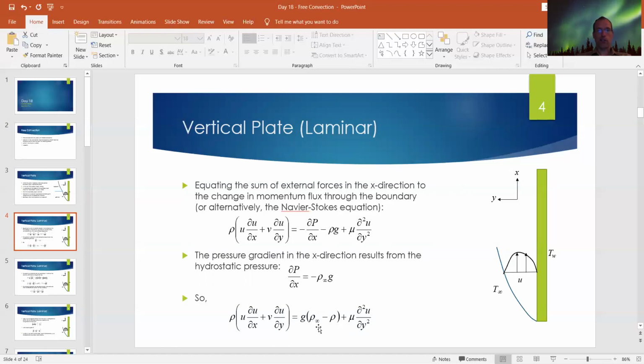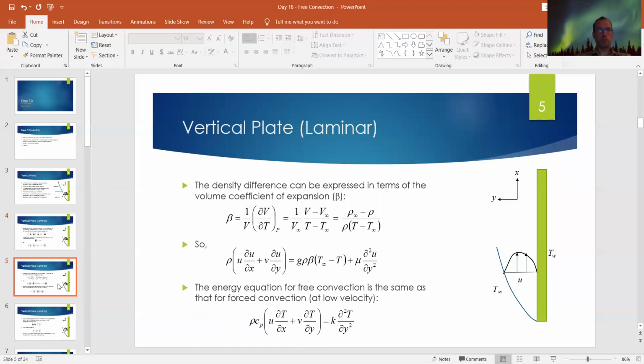So last time, for forced convection, this term was just 0, but now I have this extra term in there. The density difference, we generally express in terms of a volume coefficient of expansion, beta. Beta is defined to be 1 over the volume, times the change in volume over the change in temperature at constant pressure. We can approximate that as change in volume, V minus V infinity, over change in temperature, T minus T infinity.